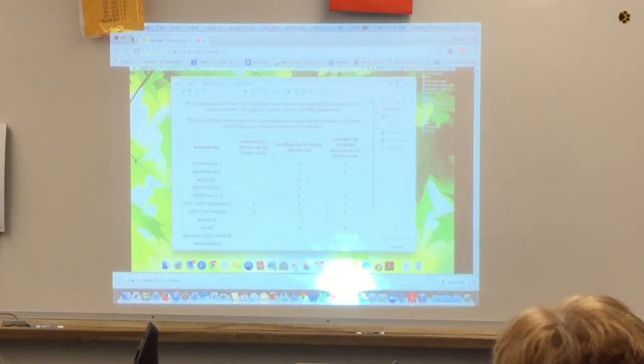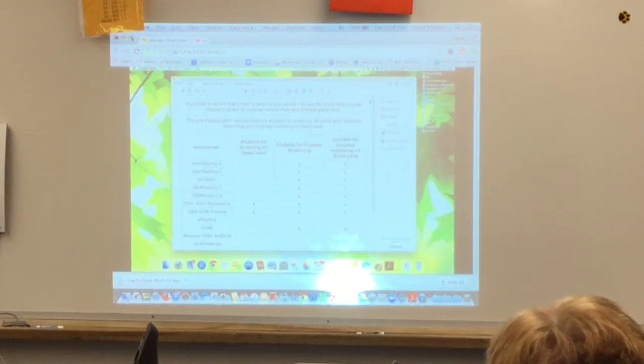And, in terms of progress monitoring, sometimes you're going to want to progress monitor with material that's below the grade level. And this is just a chart that lets you know which of the measures is available for below grade level progress monitoring. So I can send you that as well.